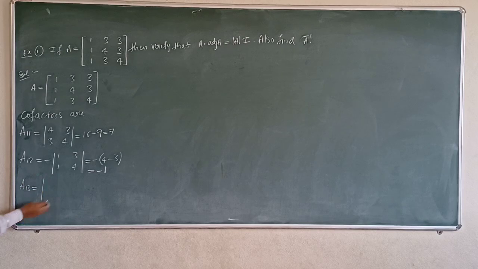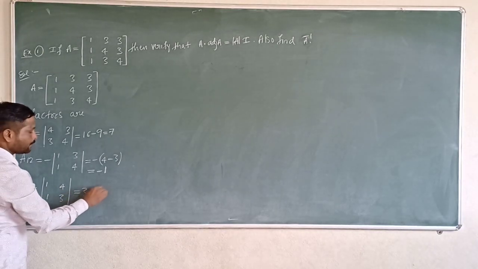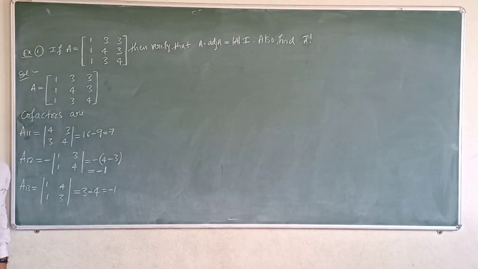Next, A13. Is it positive or negative? Positive. Delete the first row and third column, then the elements are 1 4 1 3. Simplify: 1 3s are 3 minus 1 4s are 4, 3 minus 4 is minus 1.